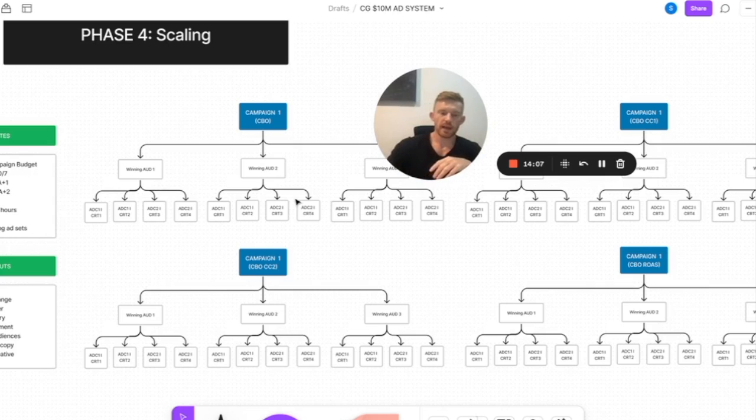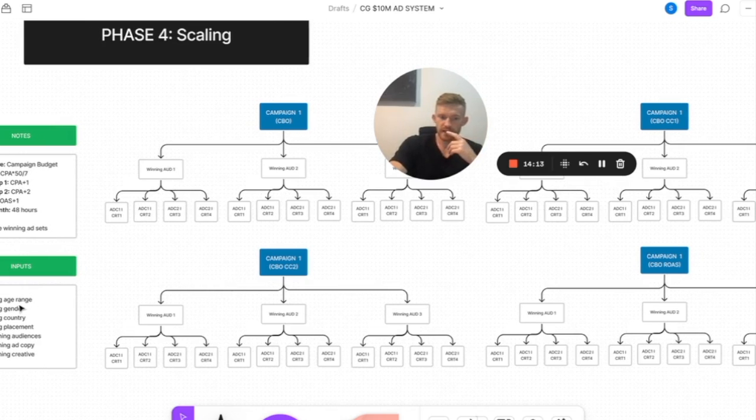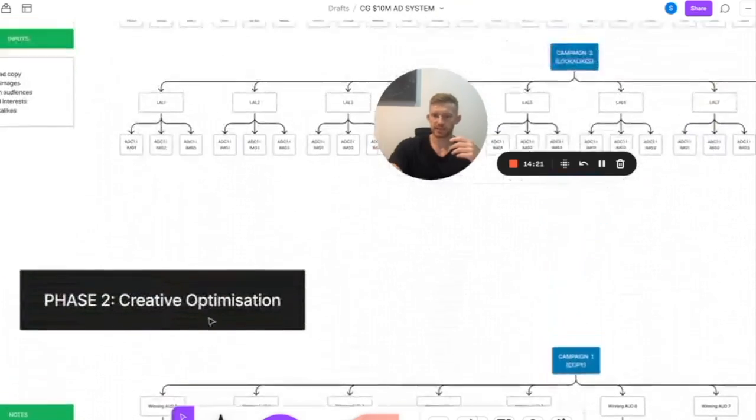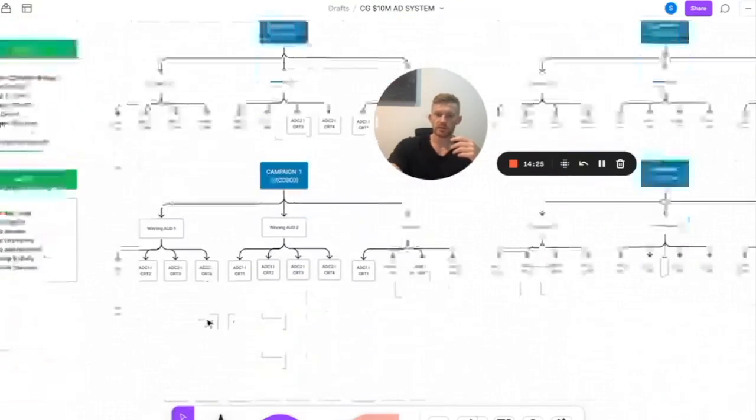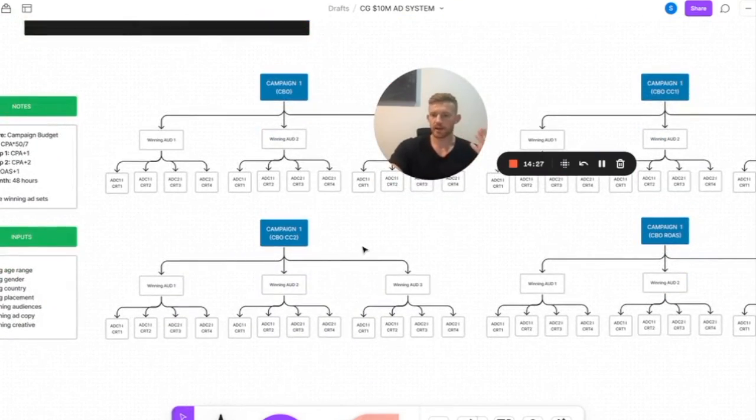So again, to get to this point, you can't just scale stuff that hasn't proven to work. You can see the inputs on the left-hand side. We need winning age ranges, winning genders, countries, placements, audiences, ad copy, and creative. You need to have gone through this entire testing phase to ensure that you've got all the right components for you to be able to scale profitably and effectively.